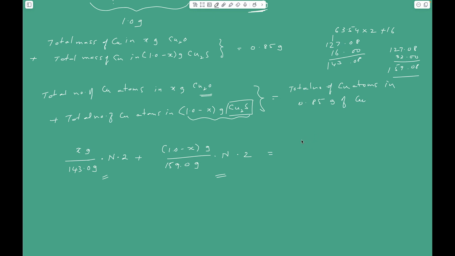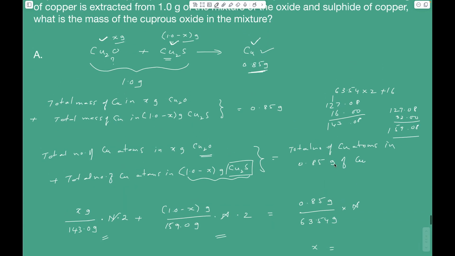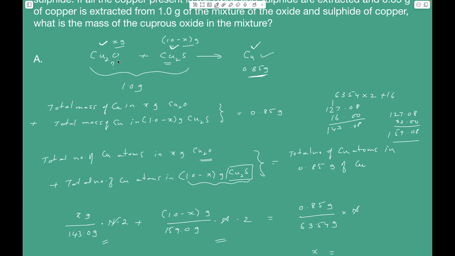Then how many copper atoms are there in 0.85 grams of copper? 0.85 grams over 63.54 grams, right? Given mass over the relative atomic mass of copper in grams, that is 1 mole of copper, multiplied with Avogadro's number, as simple as that. So cancel these and solve this for x, and express that in grams to get the mass of cuprous oxide in this mixture.